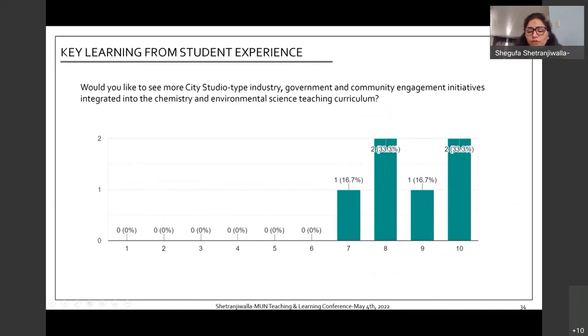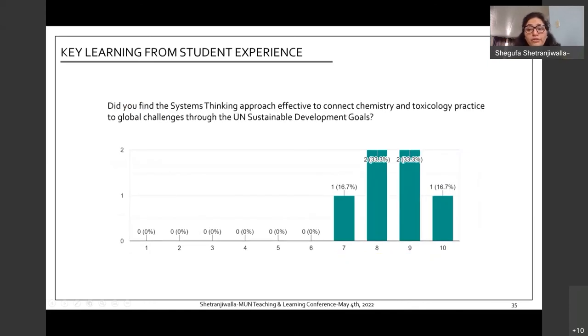Surprisingly, there was a bit of a distribution in the upper level, though, on whether they would be able to see these kinds of partnerships more in other courses or in their environmental science teaching curriculum. It was across the board, but on the higher side of yes, they would like to see it. And although systems thinking is not intuitive for students, if they were able to connect these things in toxicology practice, I think that is an extremely useful thing to take forward and build on, and help students apply their learning to bigger issues.